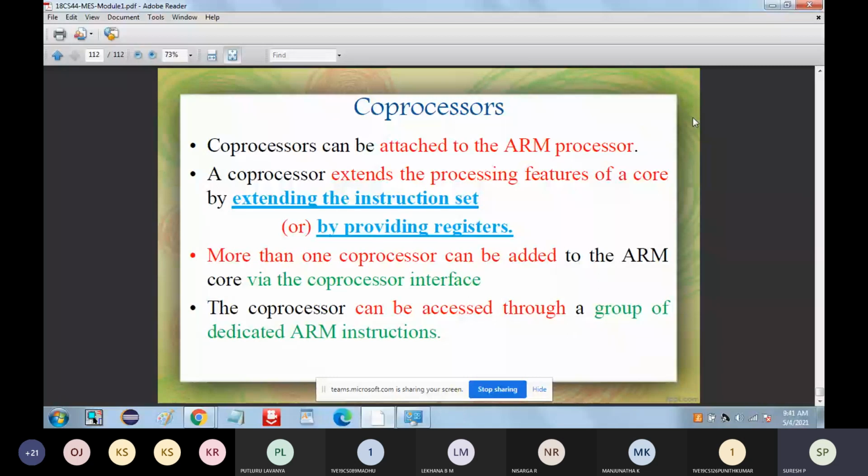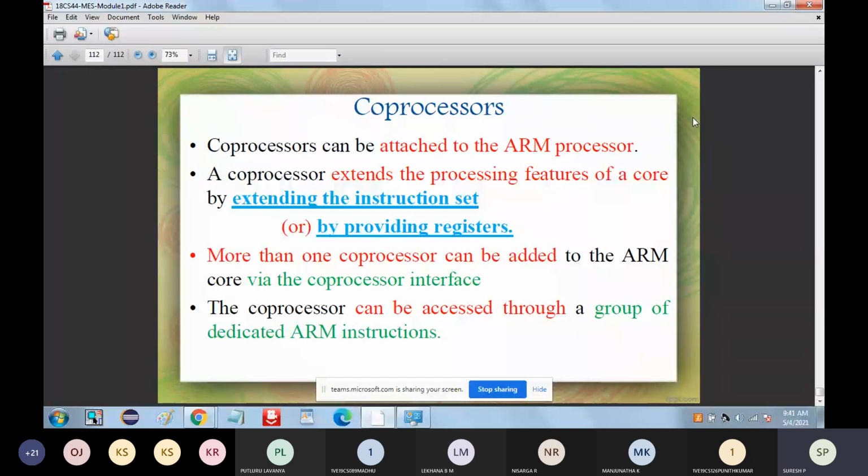Now if you take the ARM processor, it is going to have 16 general purpose registers and 2 status registers, right? Of the 16 general purpose registers, 3 are specifically used for stack pointer, link register, and program counter. So those 3 registers I cannot make use of. I can use only the other 13 registers.